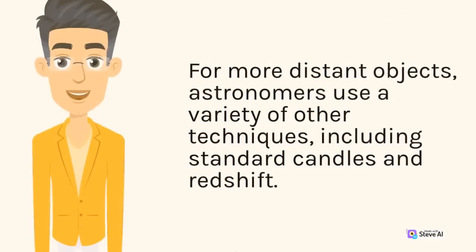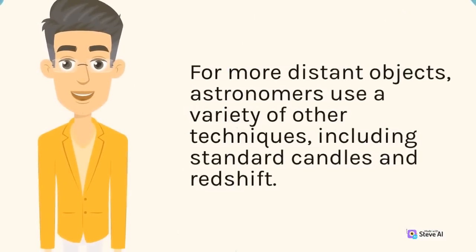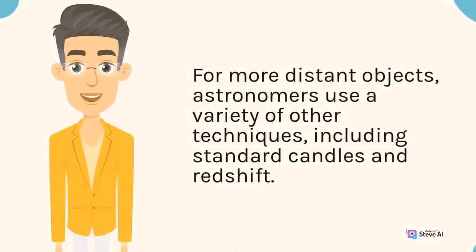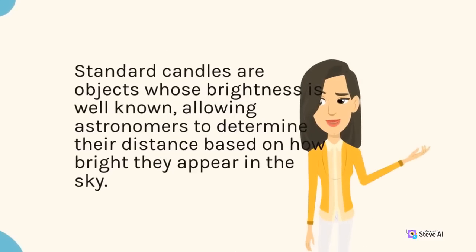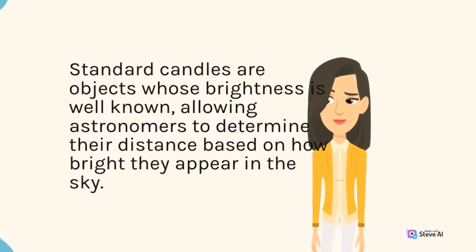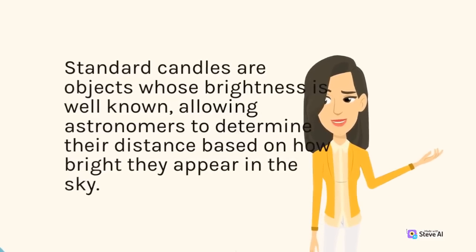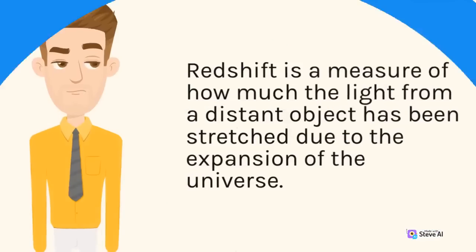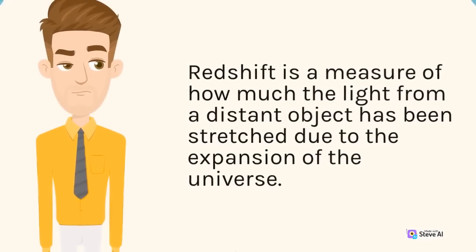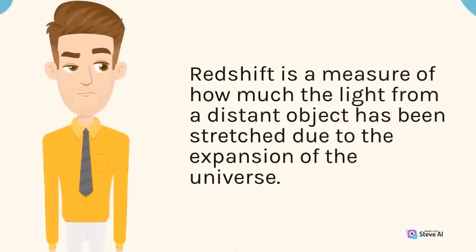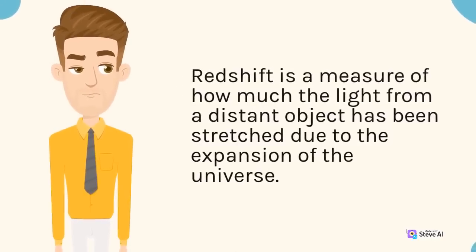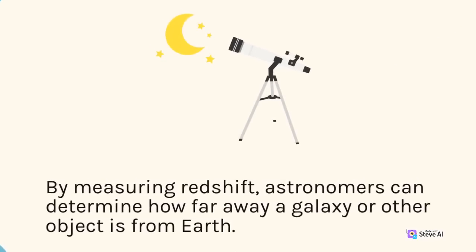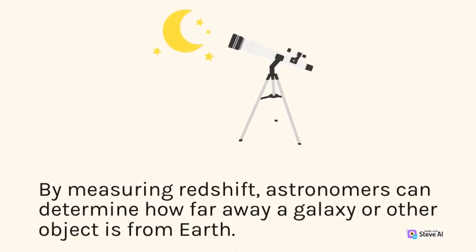For more distant objects, astronomers use a variety of other techniques, including standard candles and redshift. Standard candles are objects whose brightness is well known, allowing astronomers to determine their distance based on how bright they appear in the sky. Redshift is a measure of how much the light from a distant object has been stretched due to the expansion of the universe. By measuring redshift, astronomers can determine how far away a galaxy or other object is from Earth.